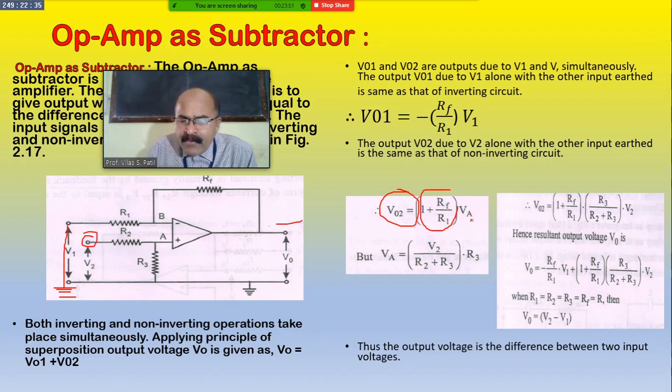What about VA? If we take VA here, what will it be? R3 and R2 are a potentiometric arrangement, so VA is V2 divided by R2 plus R3, into R3. That is the voltage at this point. This voltage is VA. So VA is equal to V2 divided by R2 plus R3, into R3. And this is VA.